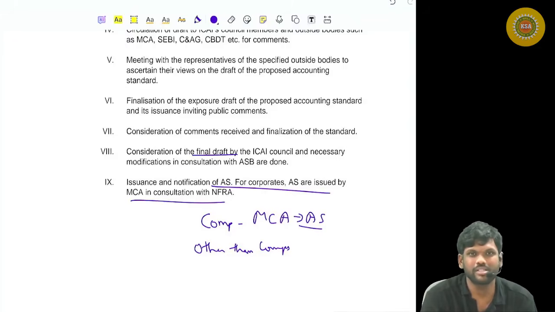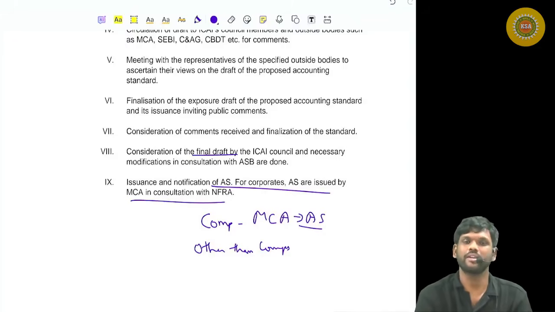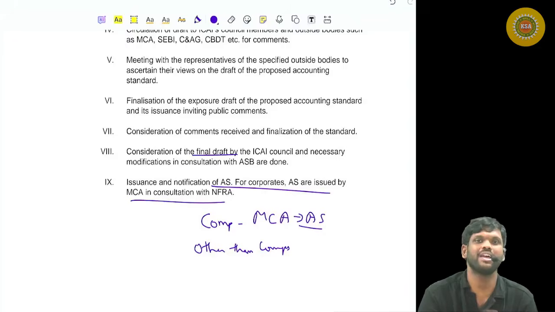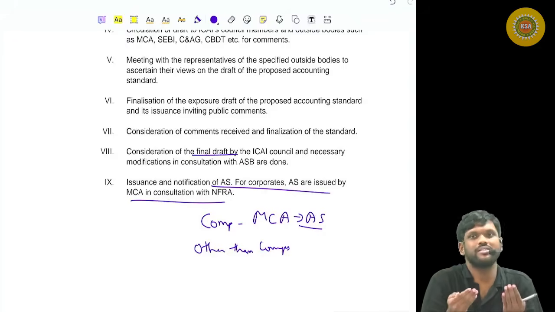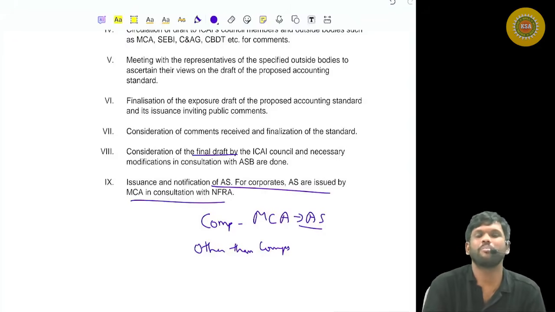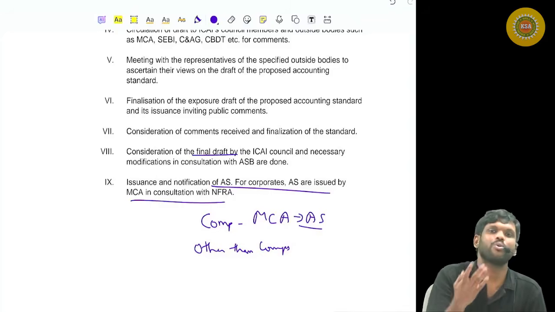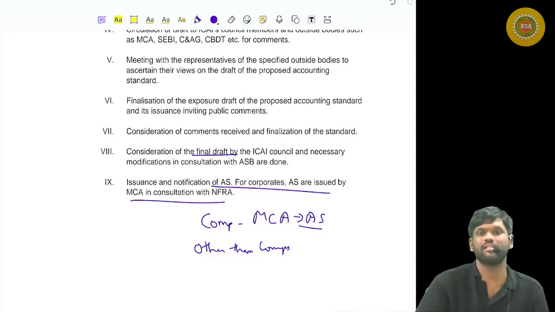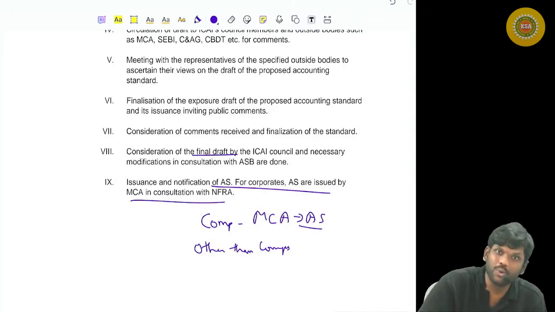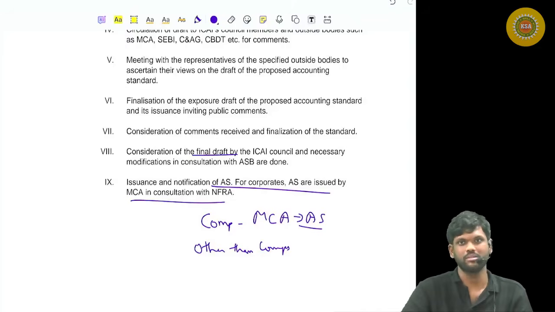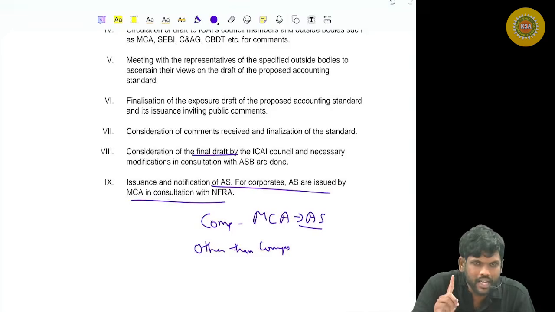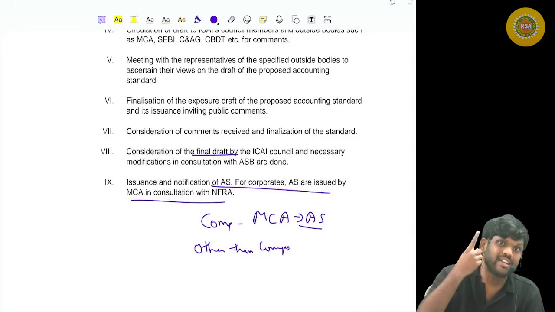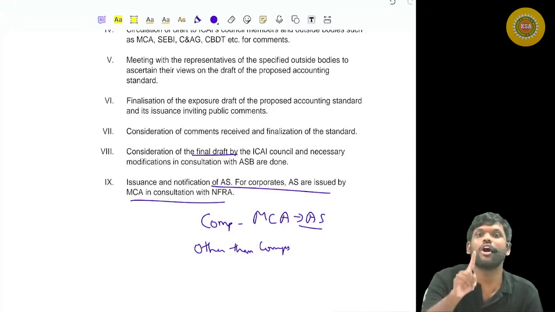Okay, but there is one problem. In one of the past questions they gave a true or false question saying, for non-corporate, that is, for other than companies, accounting standards are issued by ICA. See, ICA issues all accounting standards. But a non-corporate entity need not follow the accounting standards ICA gives. A partnership will not listen to ICA. A partnership will listen to the Partnership Act. Okay, so for other than companies, though accounting standards are issued by ICA, it is not mandatory for them.